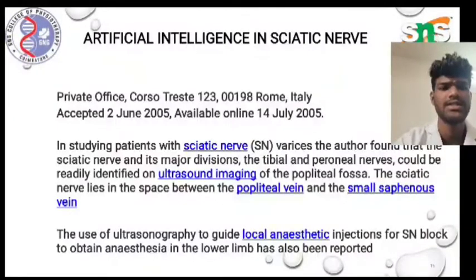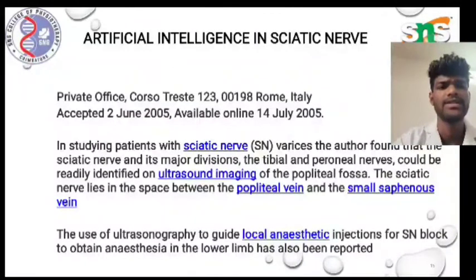Artificial intelligence in sciatic nerve. Accepted 2 June 2005. Available online 14 July 2005.